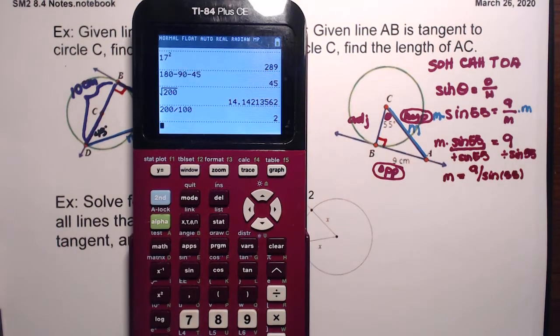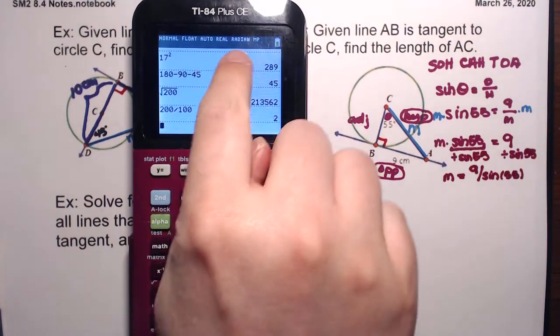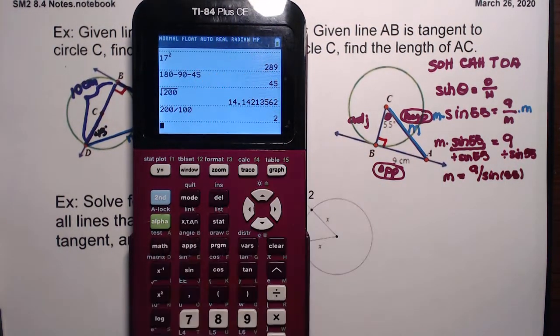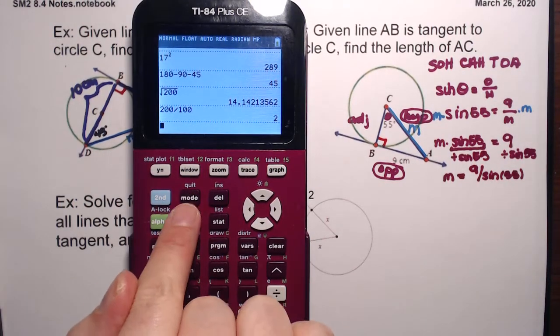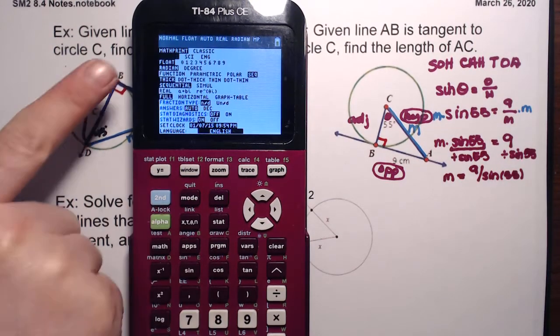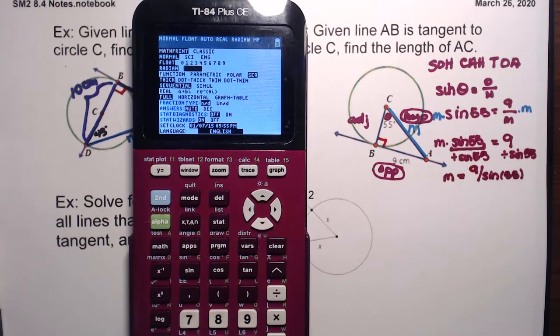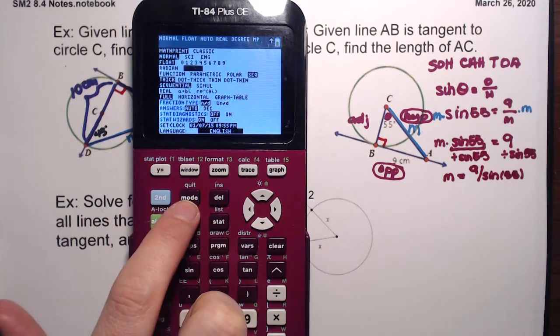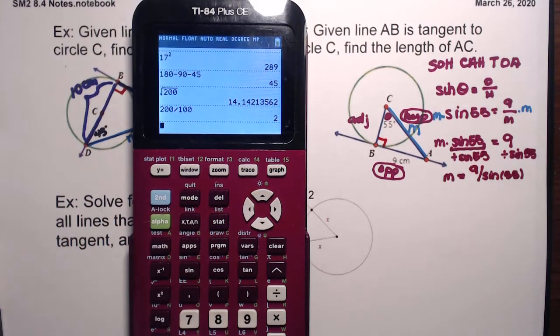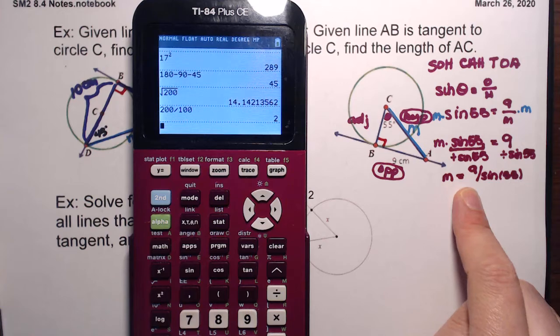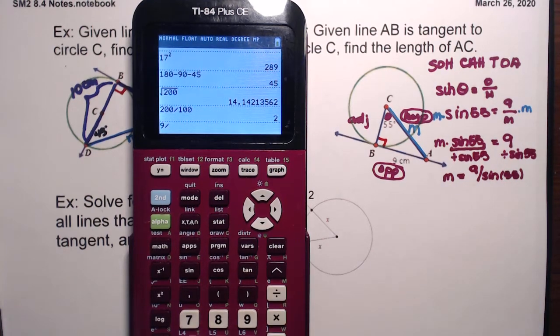Now I'm in the wrong mode for my calculator because this says radians up here. It needs to say degrees. So I'm going to hit mode, go to where it says radian degrees. So radian degrees, hit enter, and now it says degrees. So I'm going to hit second mode because that's going to quit to the main menu. And I'm going to type this in, 9 divided by sine of 55.